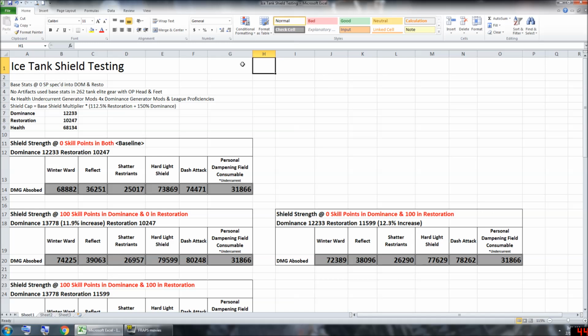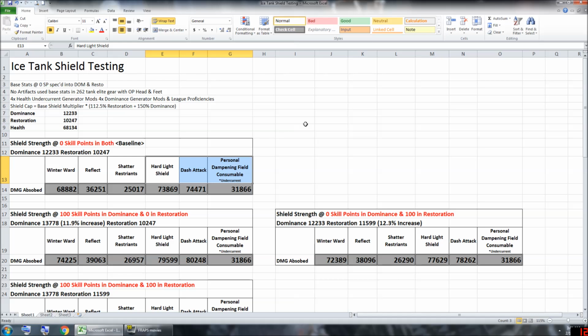As you saw in my little video intro there, I am testing the ice tanking shields. Usually I would include this information in my Ice in-depth guide, but I felt there's a bit too much information here and it warranted a separate video, especially because I tested not only the ice shields, but Hard Light Shield, Dash Attack, and the Undercurrent personal dampening field. So even if you're another tank power set, you can still relate to these three tests because you can use those as well.